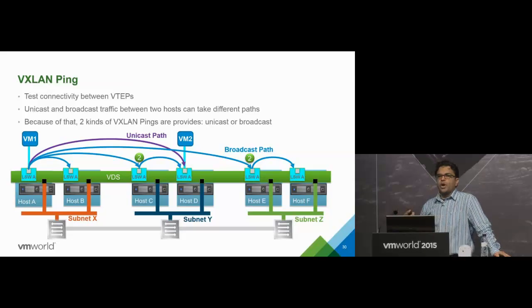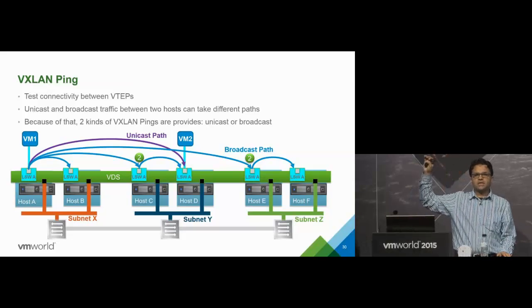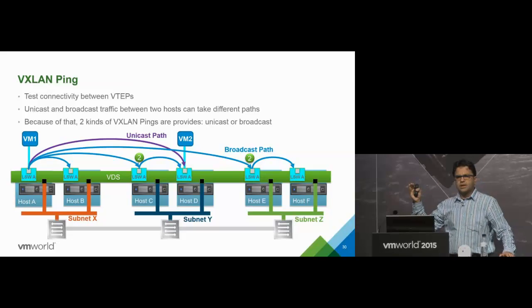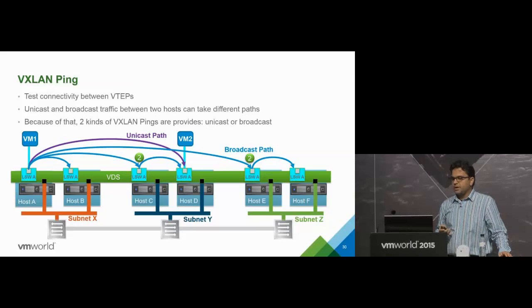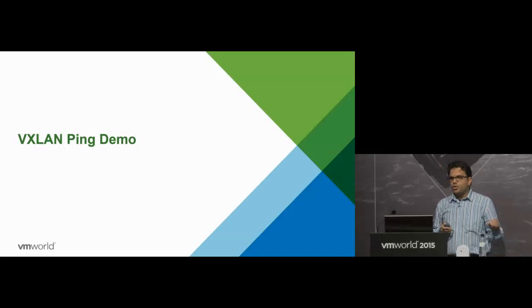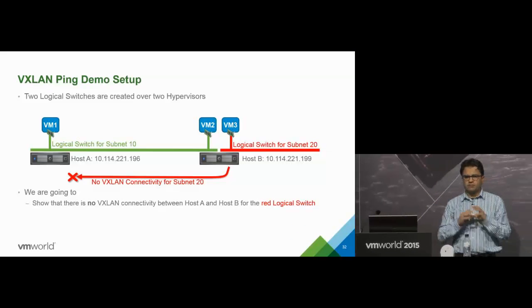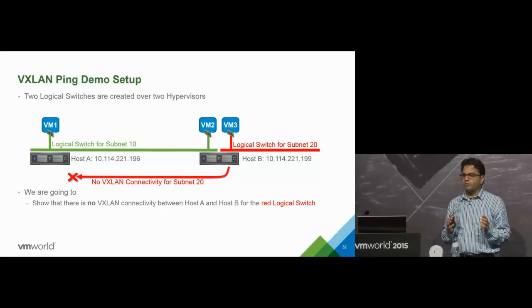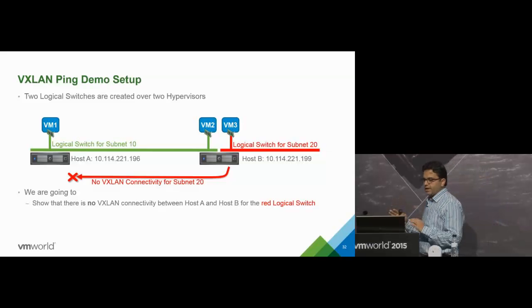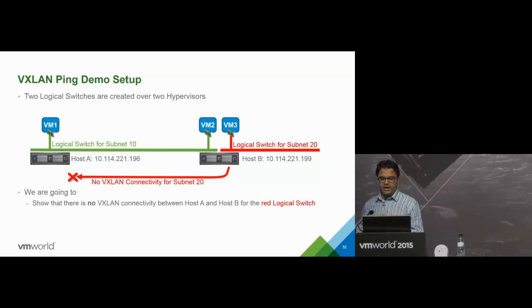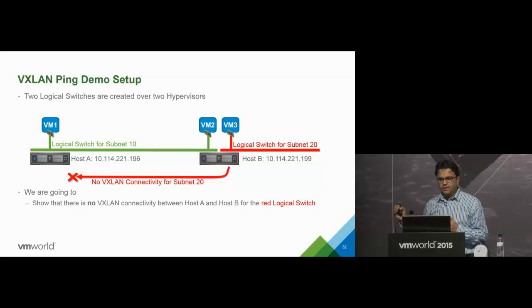And that is the reason we provide you 2 different options in the NSX GUI. One is the unicast and second is the broadcast VXLAN ping. So let me show you a demo of how it works from the workflow or GUI point of view. What I have configured here in the lab is 2 hosts, host A with .196 and host B with .199. I'm going to ping from host B to host A using the red logical switch.